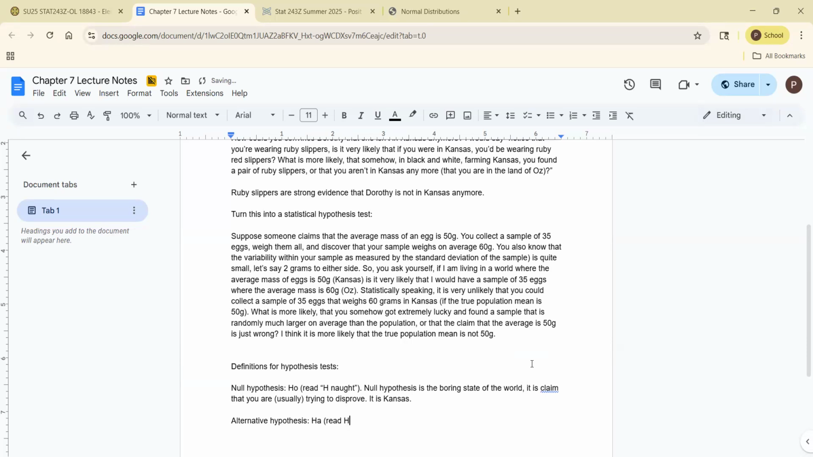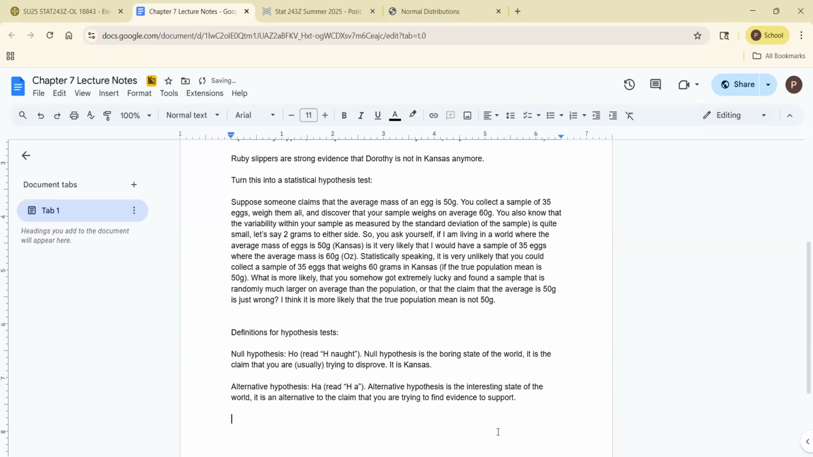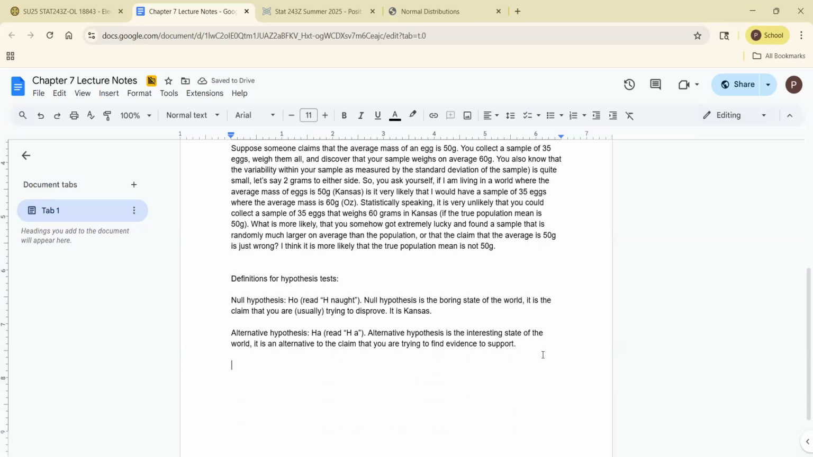Then we have the alternative hypothesis. HA, read HA. The alternative hypothesis is the interesting state of the world. It is an alternative to the claim that you are trying to find evidence to support. It is Oz.